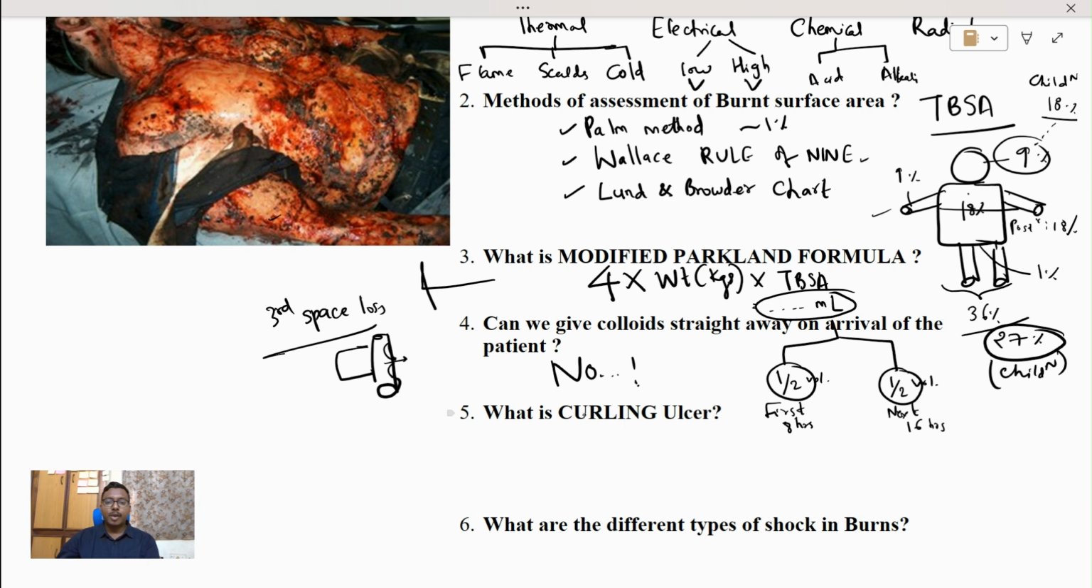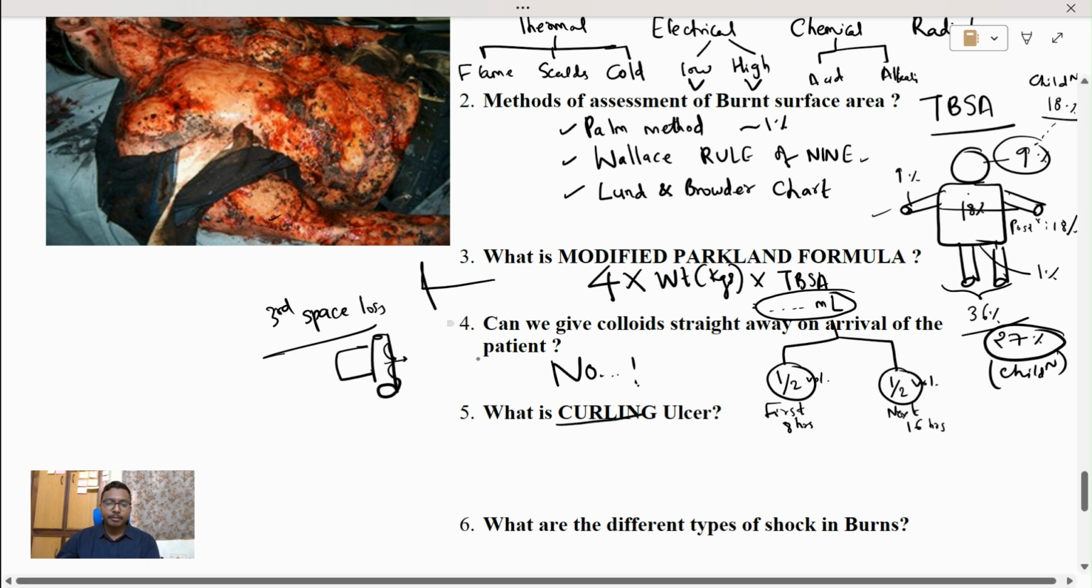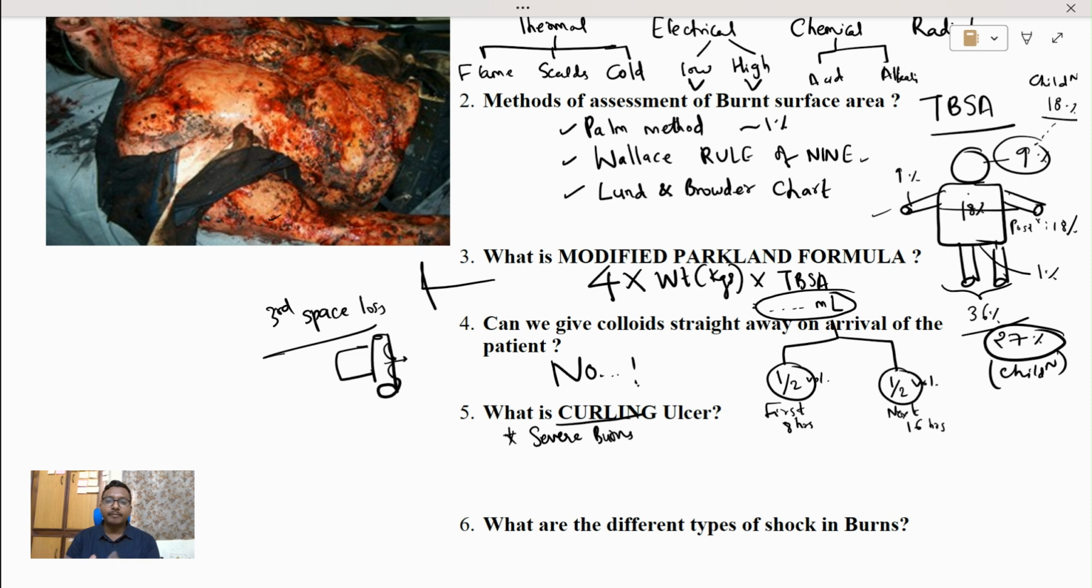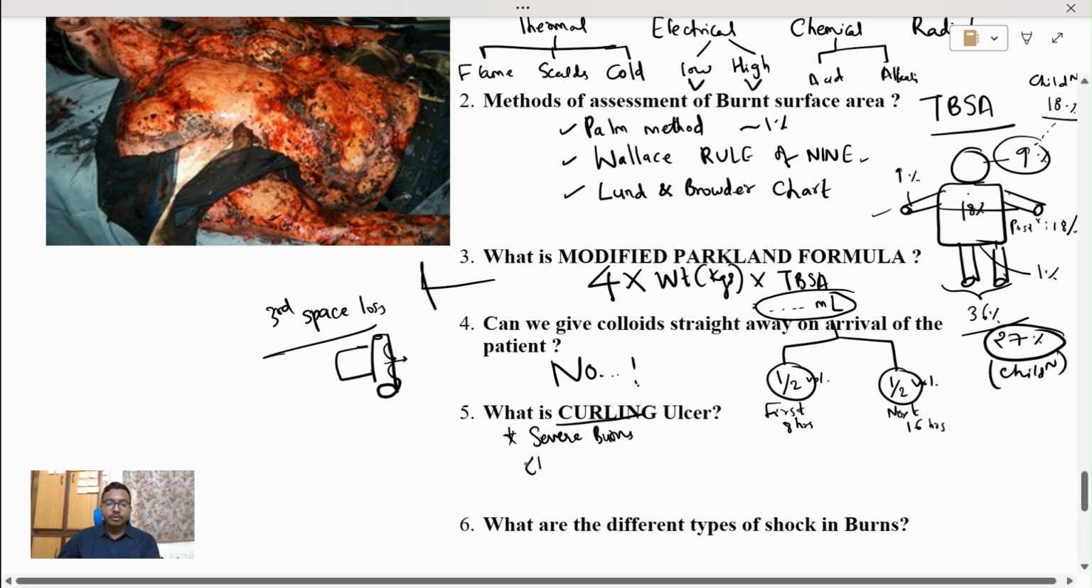Next, what is a Curling ulcer? Please understand, Curling ulcer is seen only in severe burns. Because of the severe burns, the circulation will be diverted from the less important areas to the more important areas like the brain. Because of the ischemia, there will be shunting of the blood circulation.